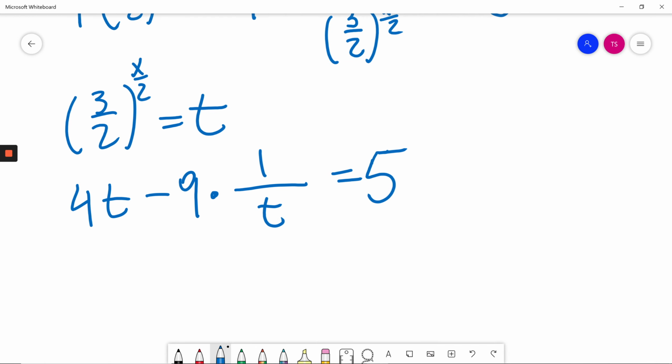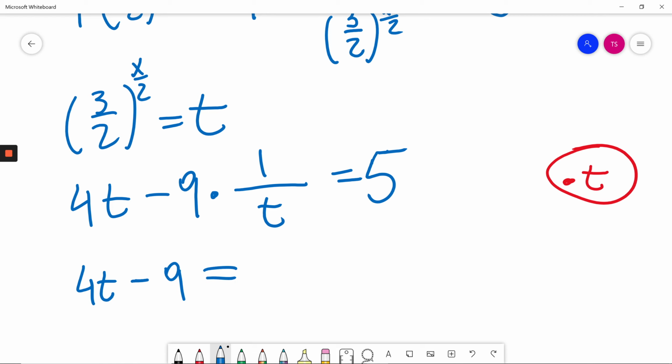At this moment, I will multiply both sides of the equation by t. So 4t times t will be 4t squared minus 9 times 1 divided by t times t will be 1, so just minus 9 equals 5 times t. Squared missing here.